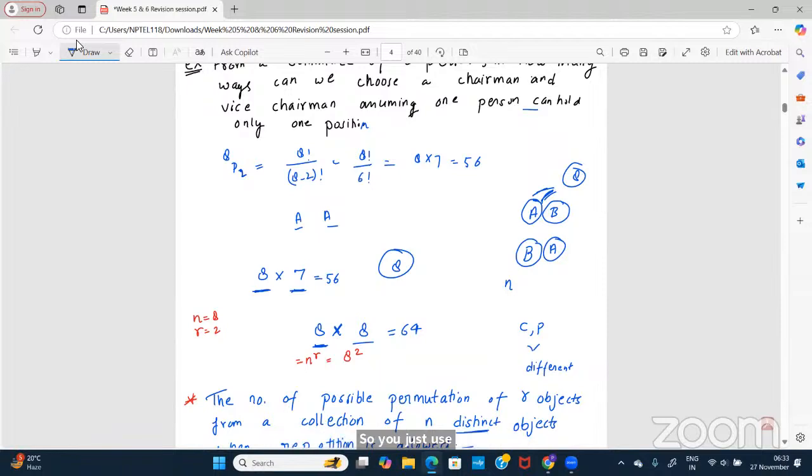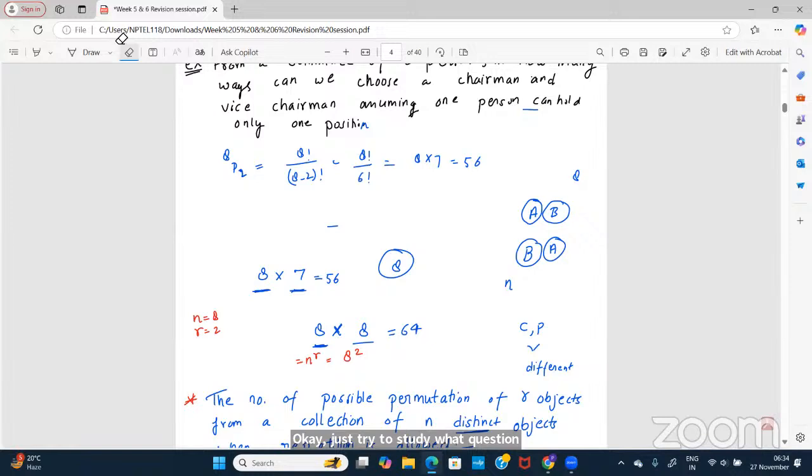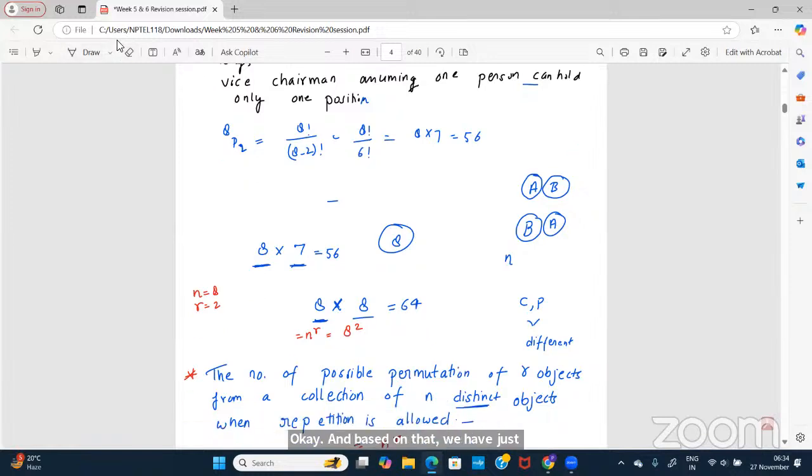So just use common sense. Here we have 8 options for the first place, and for the second place also you have 8 options. So you don't have to use the formula of permutation and combination directly here. Just try to study what the question is asking, and based on that, we use these concepts. It's not always that we have to use permutation and combination directly.